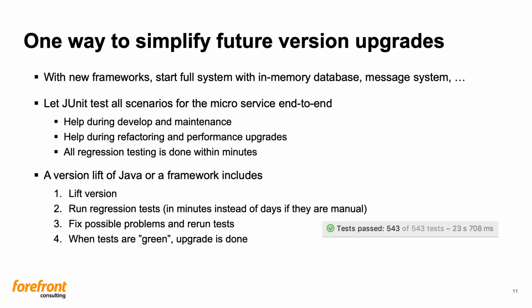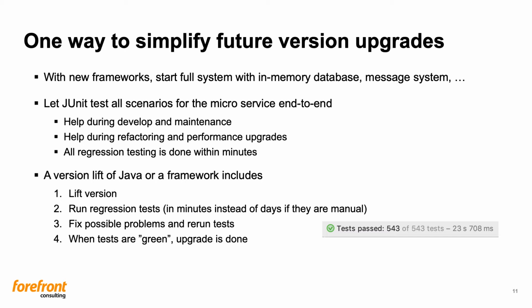This makes it possible to test each scenario automatically end-to-end, including security and configuration. The JUnit tests actually perform a REST call, the service actually stores information in the database, and so on. This is a help for the developer during development and maintenance, but it also helps during refactoring and performance updates. All regression tests are done in minutes and find unwanted side effects before the code is even checked in.